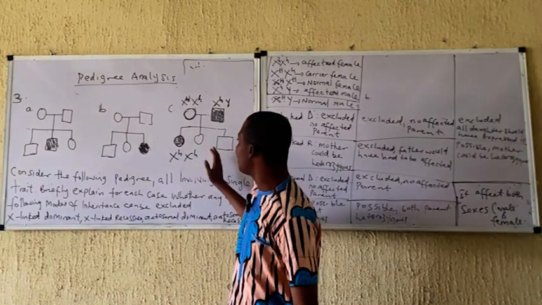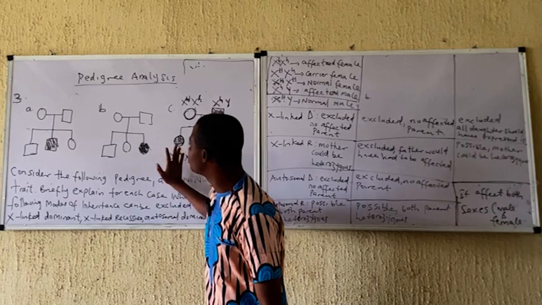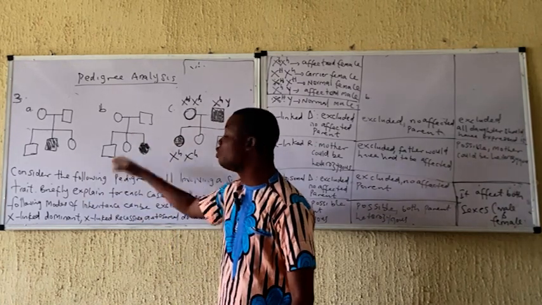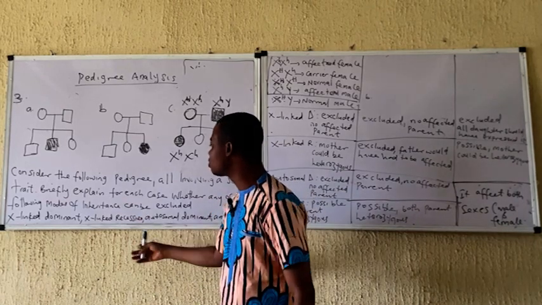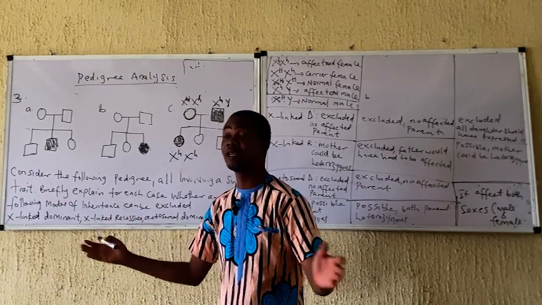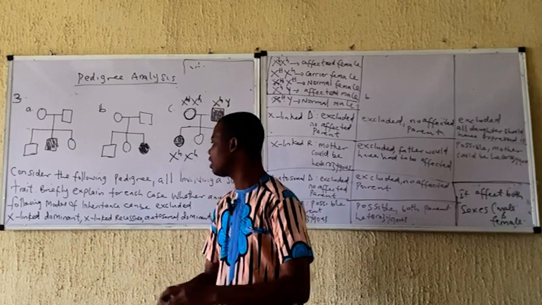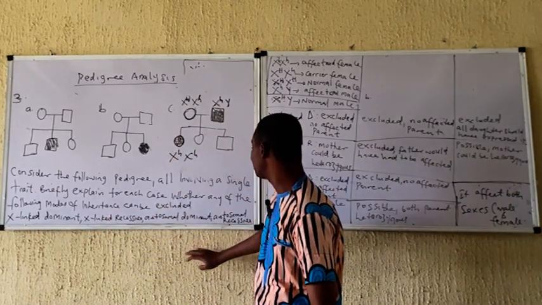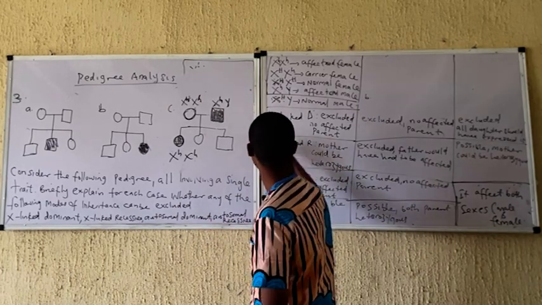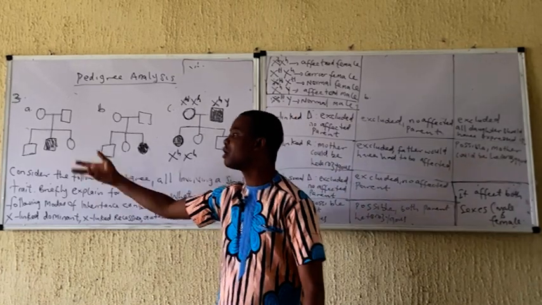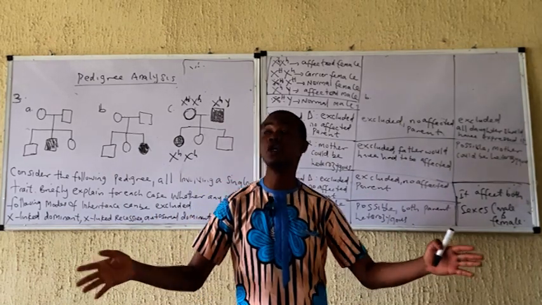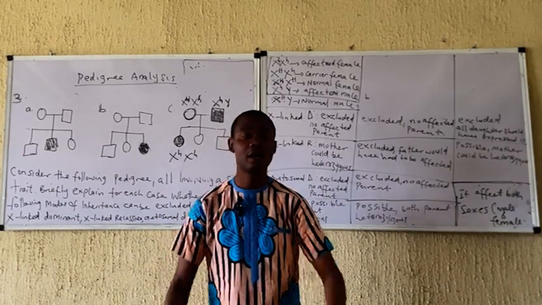So we have been able to solve each of these cases, excluding and including the four types of pedigree analysis, which include X-linked dominant, X-linked recessive, autosomal dominant, and autosomal recessive. We have looked at the ones that can be included and the ones that can be excluded using the various rules that we have been taught.